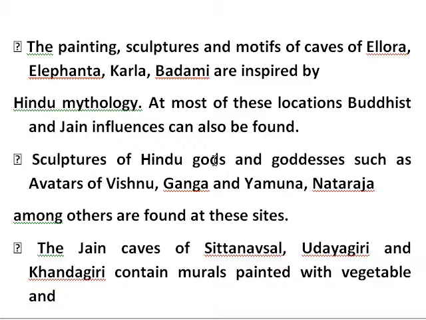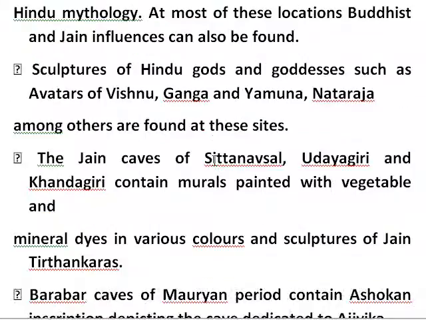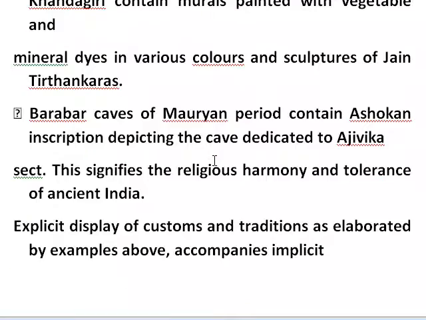The Jain caves of Sittanavasal, Udaygiri, and Khandagiri contain murals painted with vegetable and mineral dyes in various colors, and sculptures of Jain Tirthankars. Barabar caves of the Mauryan period contain Ashokan inscriptions depicting the caves dedicated to the Ajivika sect.